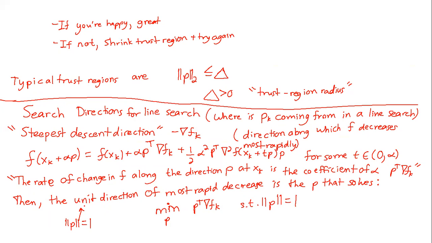Like they're saying here, again, this is just a straight copy from the book, but right here, the unit direction of most rapid decrease would be the one that causes the p transpose del fk to be as small as it can be, subject to it being a unit direction.